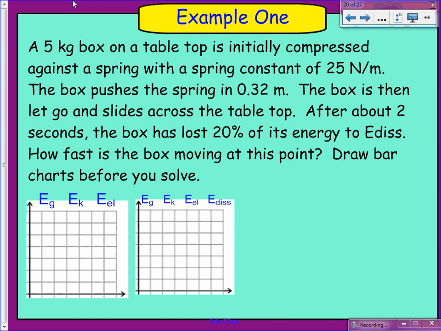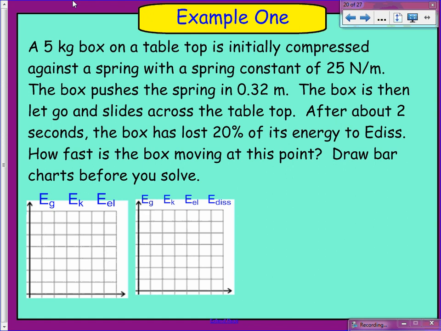A 5-kilogram box is sitting on top of a table, and it's initially compressed against a spring that has a spring constant of 25 Newton per meter. The box pushes the spring in 0.32 meters. The box is then let go and it slides across the tabletop. After about 2 seconds, the box has lost 20% of its energy to E dis, or in other words, to friction. How fast is the box moving at this point? Draw bar charts before you solve.